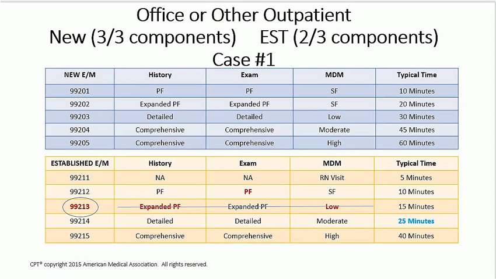When we are trying to decide what E&M code is supported for Case 1, we know that this is an established patient visit and we need to meet 2 out of the 3 components. Our history was expanded problem focused, the exam was problem focused, and the medical decision making was low. Therefore, we have met 2 out of the 3 components for CPT 99213.